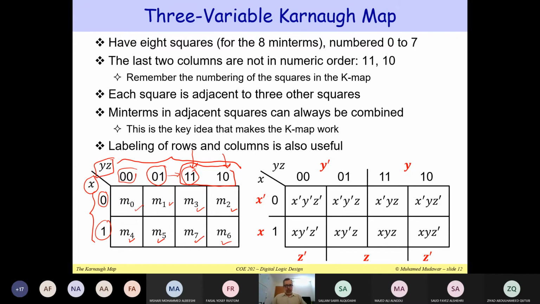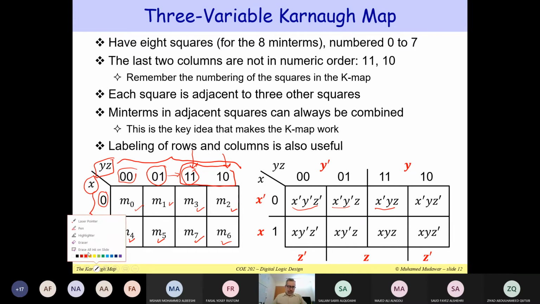We are going to use this when we simplify 3 variable functions using the Karnaugh map. And of course, for each one, you can write the algebraic term for the minterm. Okay, so this is the minterm algebraically. Do you have any question about this? I'm going to show you some examples now, but you understand this point. Okay, so the last 2 columns have to be numbered 1, 1, then 1, 0. Okay, right.